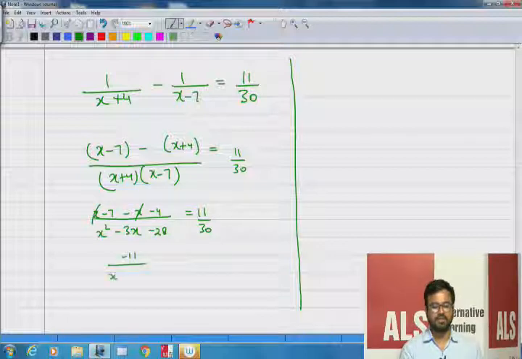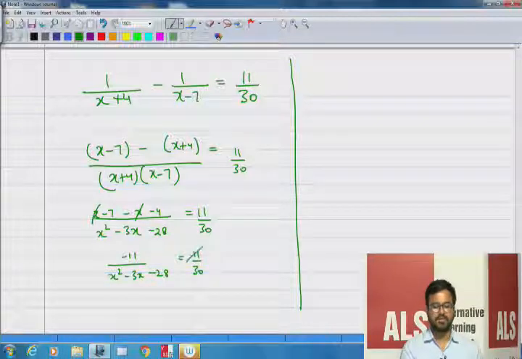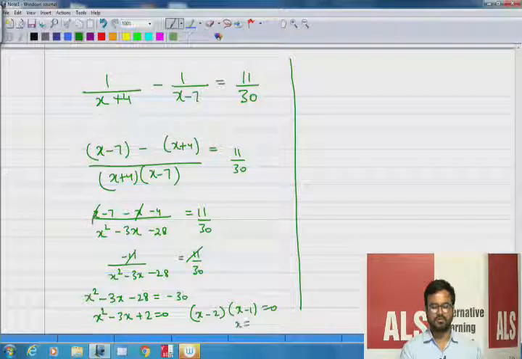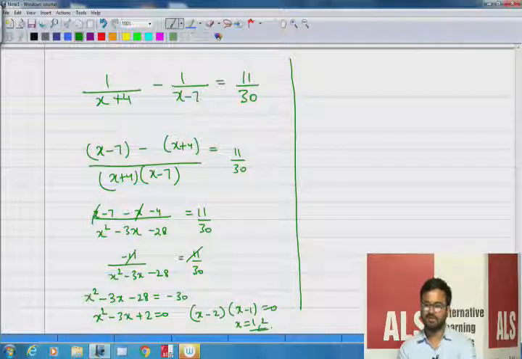So minus 11 over x square minus 3x minus 28 is equal to 11 over 30. The 11 will cancel out. Again, if you do the cross multiplication, that will become minus 30. So x square minus 3x minus 28 is equal to minus 30. Now take this 30 to the left hand side, so 30 minus 28 is plus 2, equal to 0. We can do the middle term splitting over here. So x minus 2 into x minus 1 is equal to 0. So x is equal to 1 and 2. So that is the final answer.